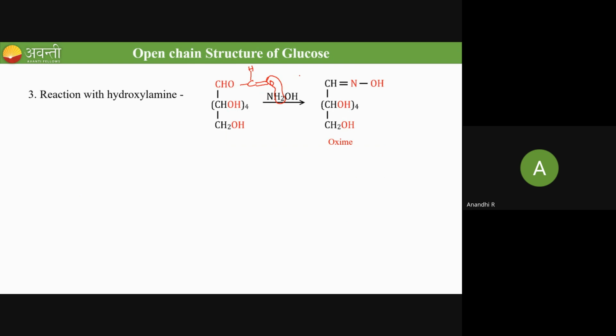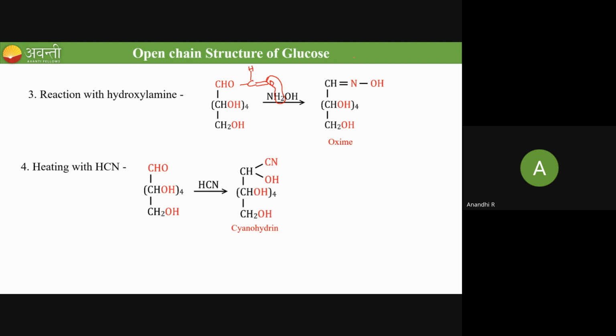Okay, fine. So we are getting an oxime from the given reaction. And next is the reaction with HCN. So can you tell me the name of the product on reaction of the glucose molecule with HCN? This also we have seen under aldehydes. Cyanohydrin. Yes, very good.